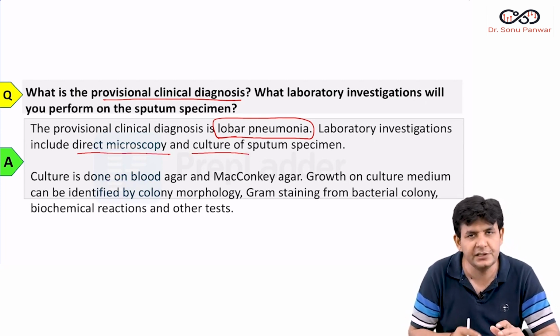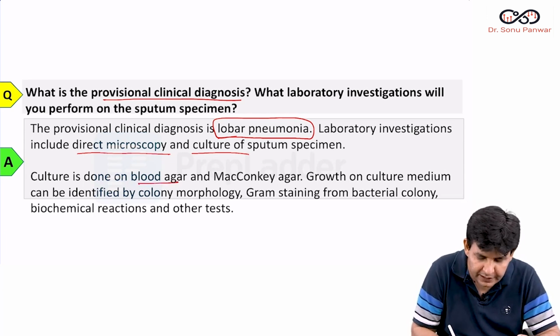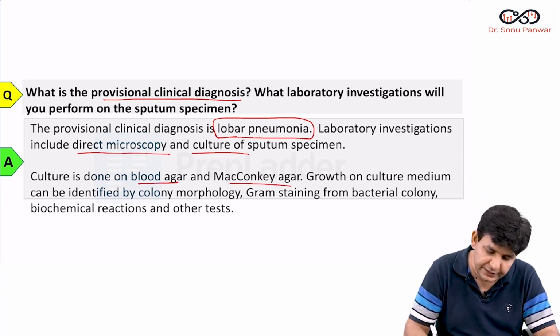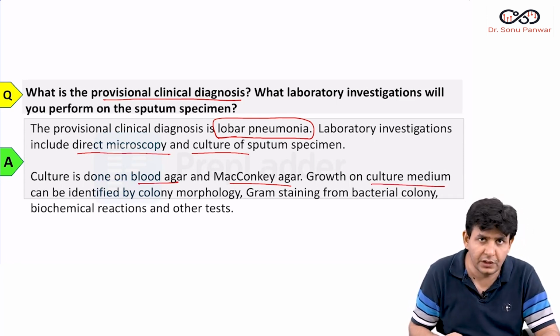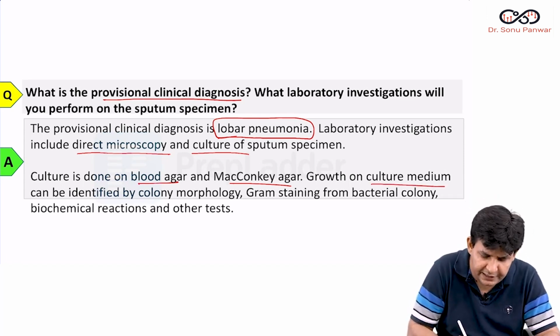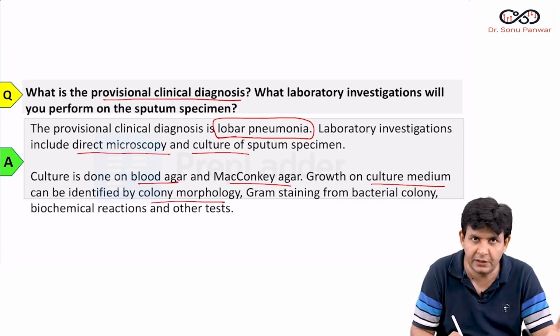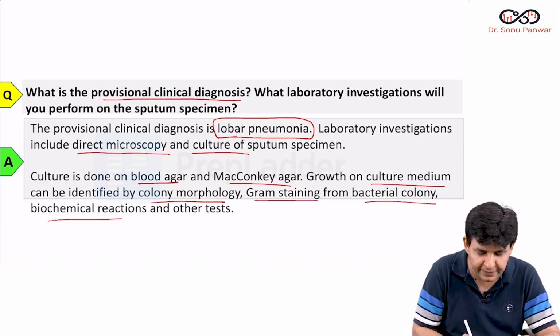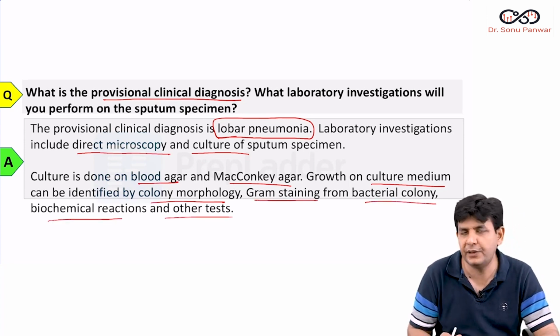Okay, and culture is routinely done on what? On the blood agar and the MacConkey agar. These are the ones in which we do the culture. The culture growth on these culture media is identified by what? Morphology. You can identify colony morphology. They have different ones. Gram staining from the bacterial colony, biochemical reactions and other tests will confirm your diagnosis.